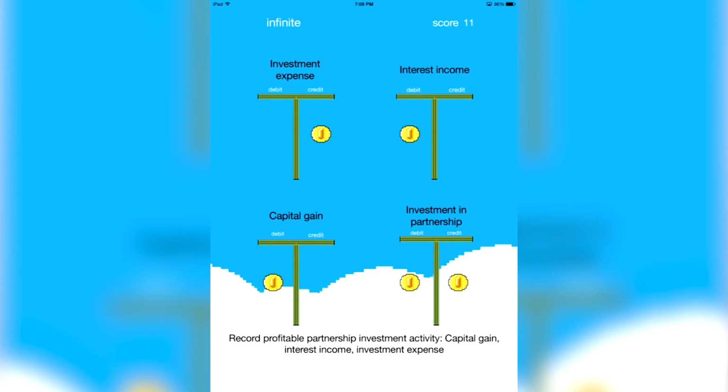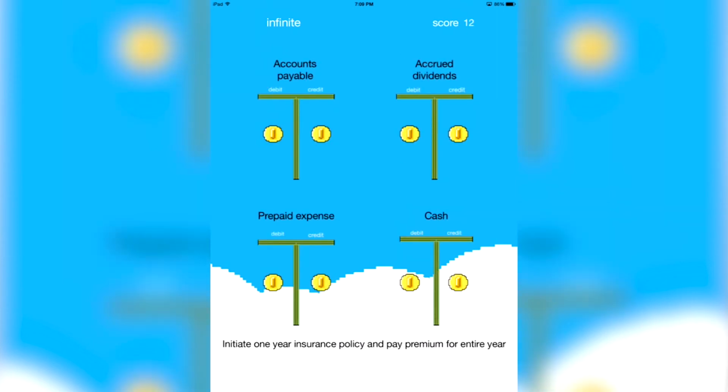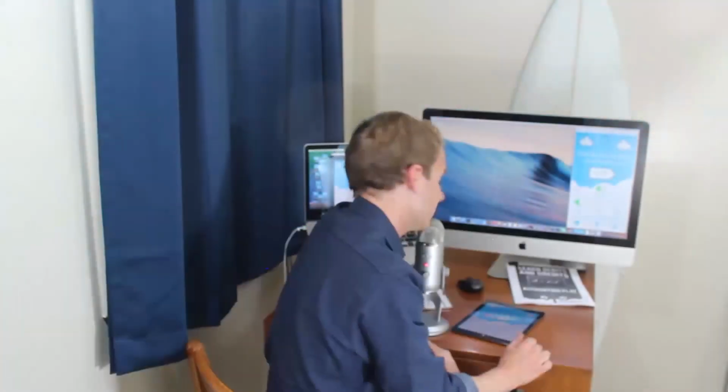And now we have a gain and a gain. We're going to say, hopefully, that your asset increased. Great. And so on and so on. So it goes and goes.